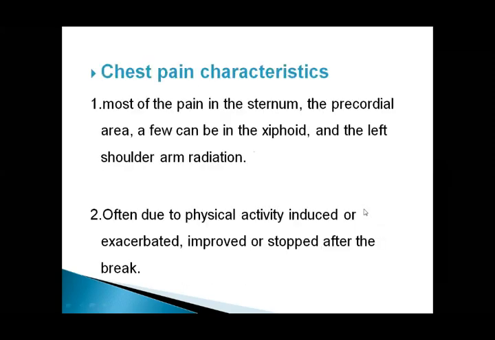Okay, chest pain characteristics. Most of the pain is in the sternum, the precordial area, and a few can be in the xiphoid, with left shoulder and arm radiation. Most of them are at the sternum bone, that is also called the breastbone, in front of your chest. So most of the chest pain is in this area. Precordial area means the area where there is a heart, right? So in this area maybe you can find it, and then it can be in the xiphoid.